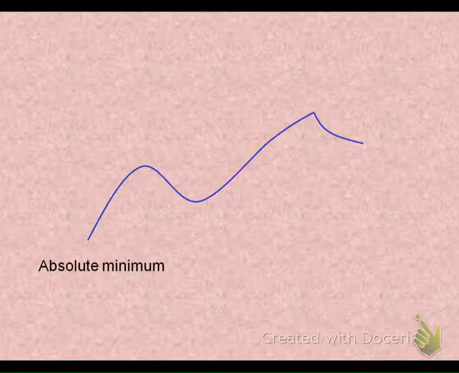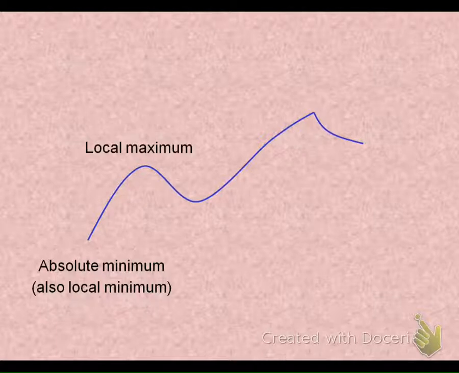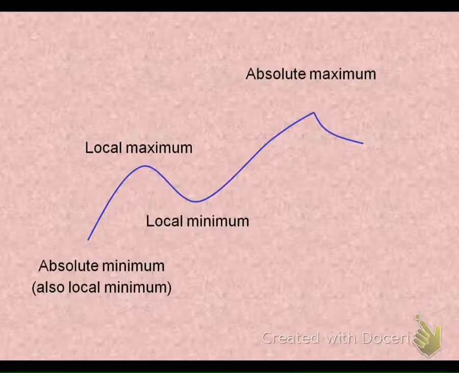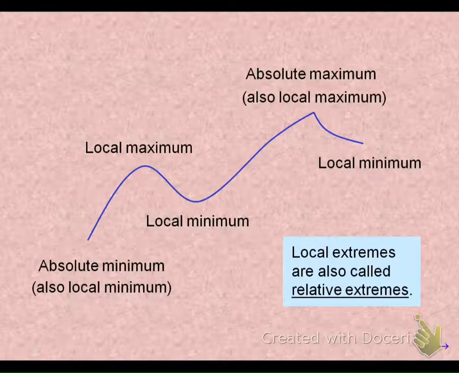The absolute minimum is right down there in the lower left. It's also called a local minimum. So what I'm doing here is I'm hoping that you guys are taking these notes, and so you can refer to your picture if you're being asked where do we have a local min, local max, absolute min, or an absolute max. Okay, these are also called relative extremes.